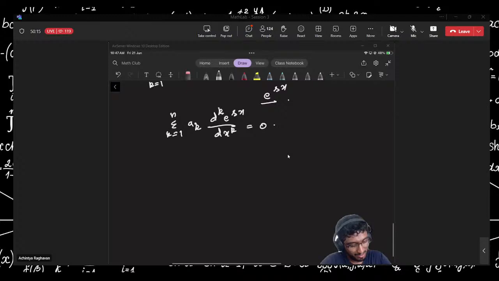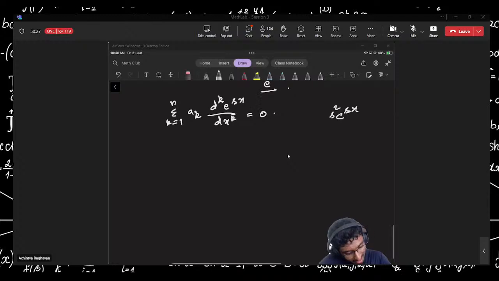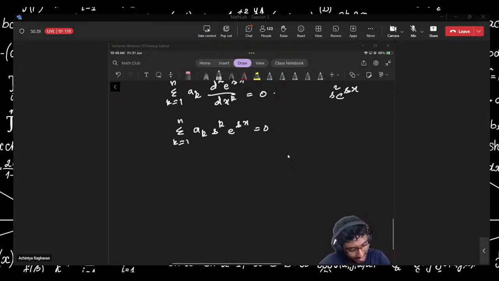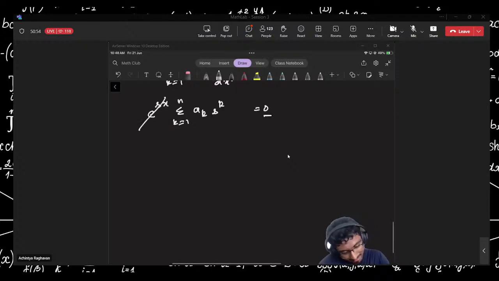And notice the number of times you differentiate this. If we differentiate it once, we get s e power sx. Differentiate it twice, we get s square e power sx, because s is just a constant. The derivative of s with respect to x is just 0. Similarly, this simplifies very nicely to the sum of a_k s power k e power sx equal to 0. And e power sx is independent of k, so we can take it out. And e power sx is never 0, so we can just cancel it because it's 0 on the other side. And so we get this thing is equal to 0.